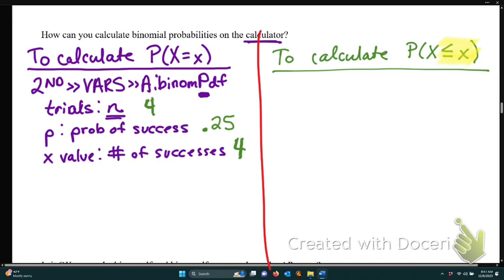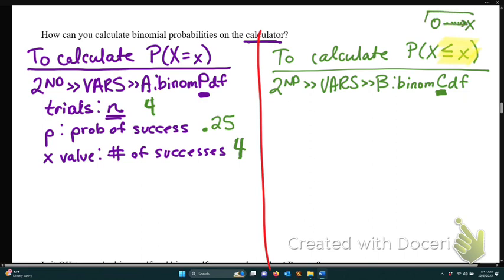But for our calculator, here's what we do. This does it automatically. We would go to second vars and B, which is binomial CDF. By the way, the C stands for cumulative density function. So I am cumulating from the number of successes down to 0. So this is from X down to 0, which is basically from 0 up to X. That's what we are accumulating, from 0 up to X, whatever the X number is.